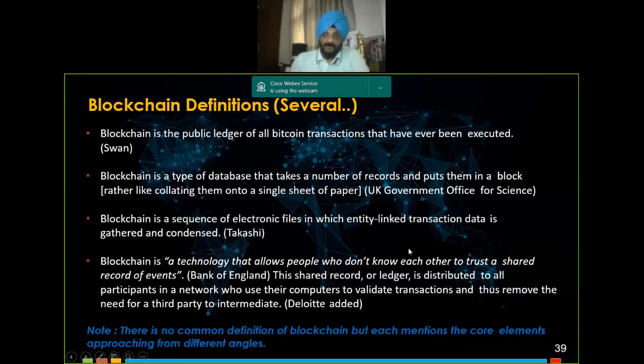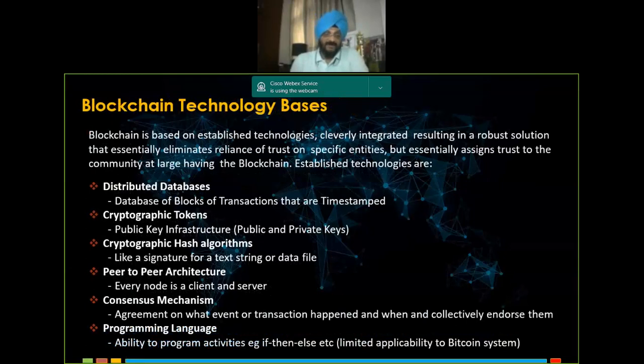And I'll also tell you some of the technology being used. It's a distributed database that is time-stamped. There are cryptographic tokens which are publicly PKI based; there's a public and a private key. You're using cryptographic hash algorithms, a kind of digital signature for text strings or data files. You have peer-to-peer architecture, and every node is a client and server. And you have a consensus mechanism, the agreement on what events and transactions happened and when, and collectively endorsed them.